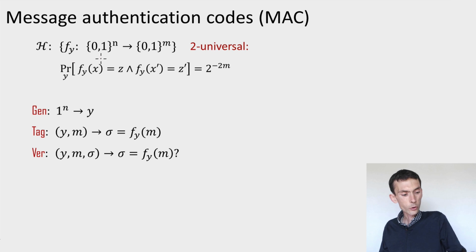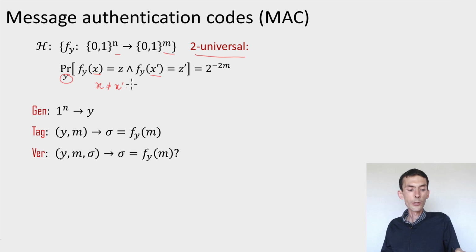A family of hash functions from n bits to m bits is two universal if the probability, over the choice of a random hash function, that the hash function maps two different inputs, x and x prime, to certain arbitrary strings, z and z prime, is the same probability as you would get, 2 to the minus 2m, simply by choosing uniformly random outputs for the values of this hash function on x and x prime. Now suppose that you have such a family of two universal hash functions. Here is how you could create a message authentication code out of it. The key generation procedure will simply output the label of one of these hash functions.